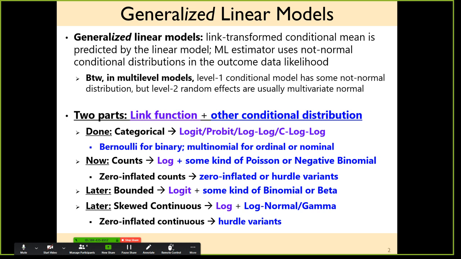What we've finished with so far is categorical outcomes, broadly construed: binary, nominal, and ordinal. Now where we're at is counts and zero inflated counts. The next unit is going to include things that are more continuous but potentially bounded, such as binomials, and continuous things that are skewed. And after we finish all of these, we're going to try to look at multivariate and path model variants of each of these to figure out how to do them in a multivariate context. So that's where we're headed.